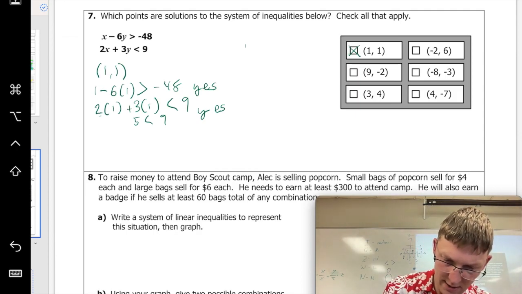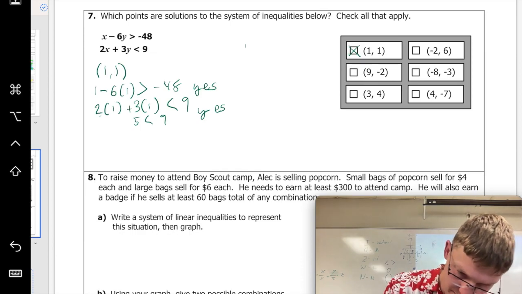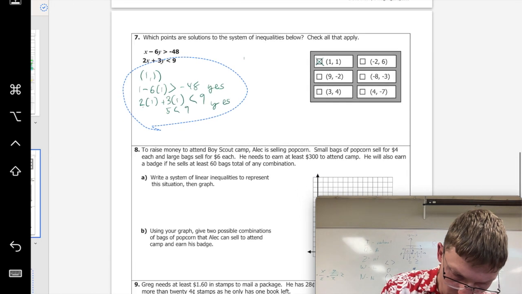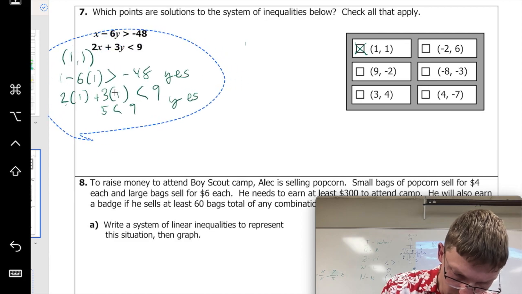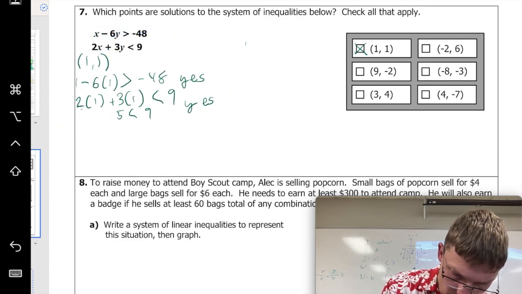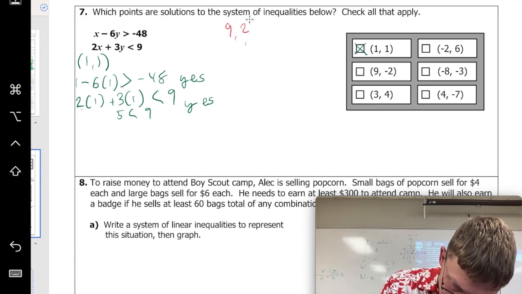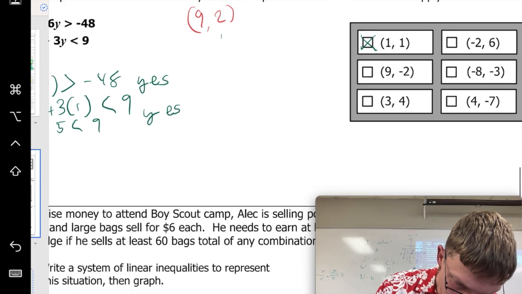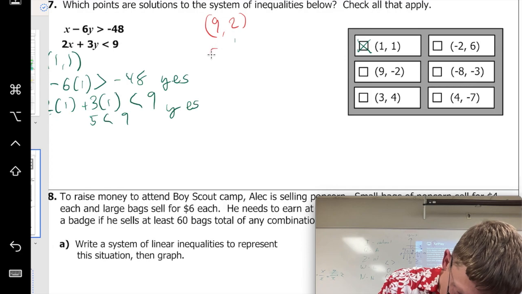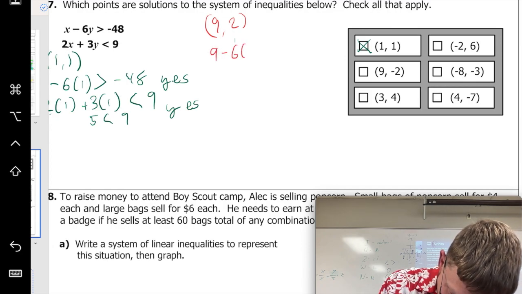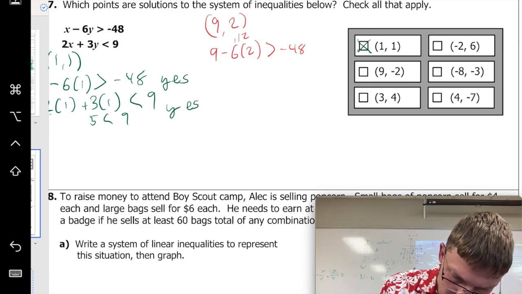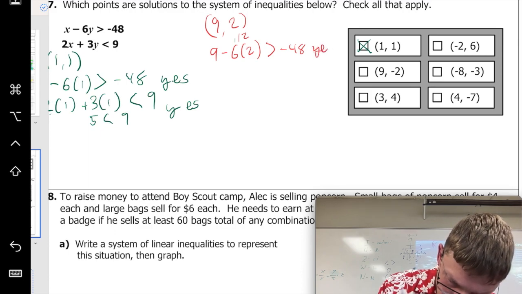Okay, so then we're going to try 9, 2. If we were to try 9, 2, we're going to plug that in. 9 minus 6 times 2 greater than -48. That's going to be 12. So 9 minus 12. So that's going to be a yes.